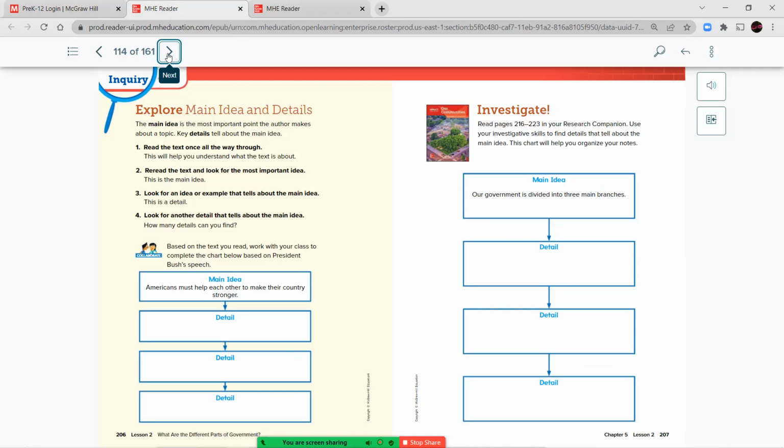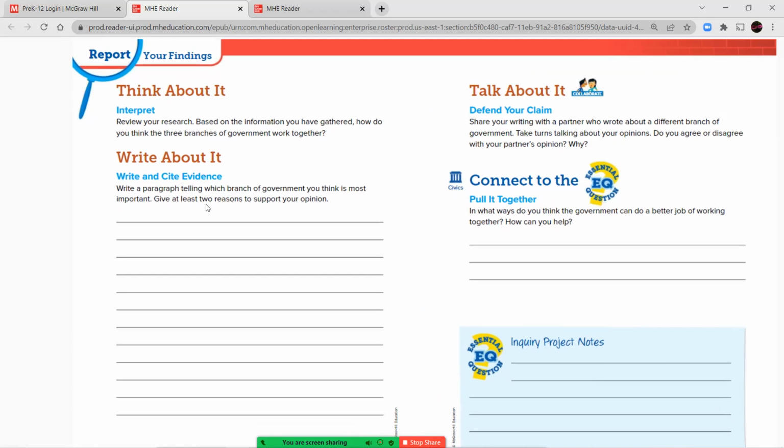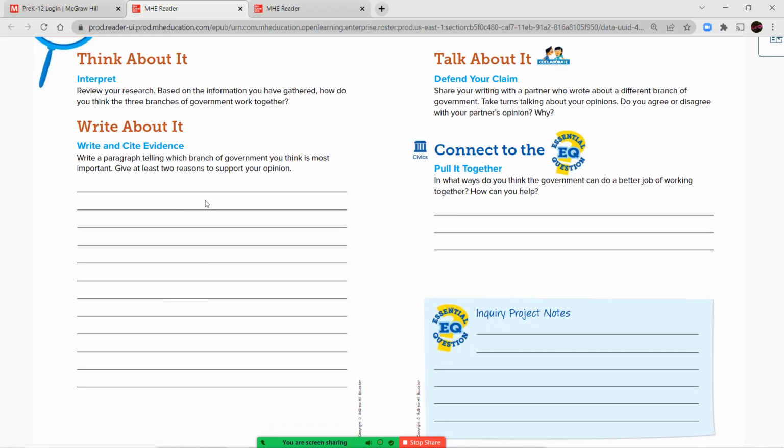So now that you've completed all three of these main detail boxes, we're going to jump into our next page and take a look at our writing, where it says write about it. Write and cite evidence. Write a paragraph telling which branch of government you think is most important. Give at least 2 reasons to support your opinion. Please make sure you're using lots of detail here. Make sure you're using complete sentences, starting with capital letters, ending with punctuation, and checking your spelling and grammar as you go.